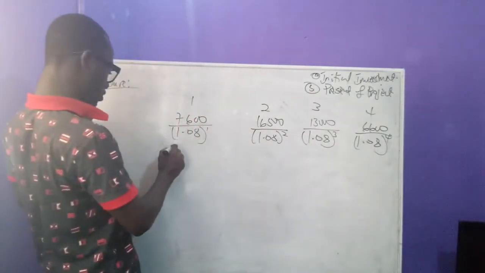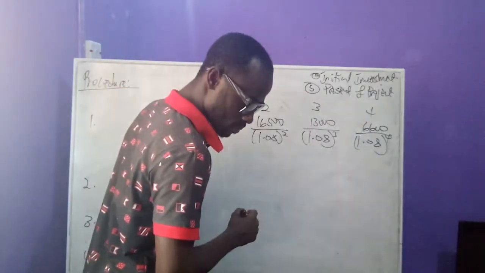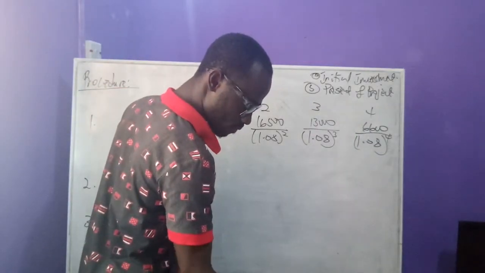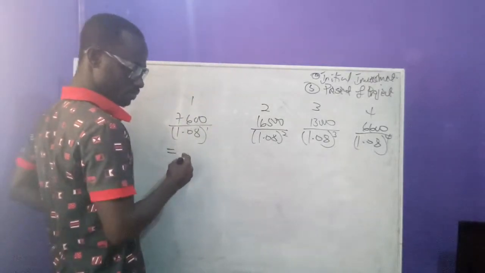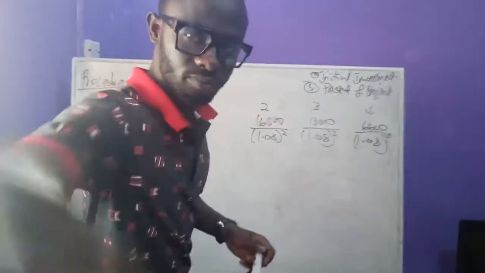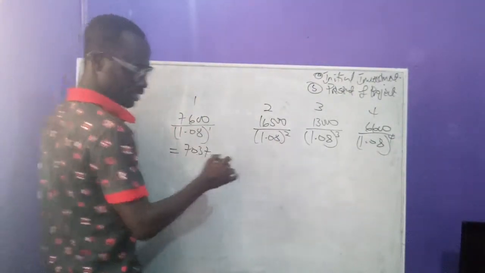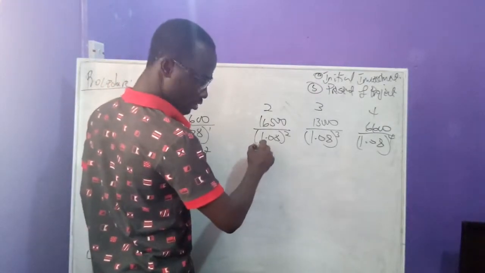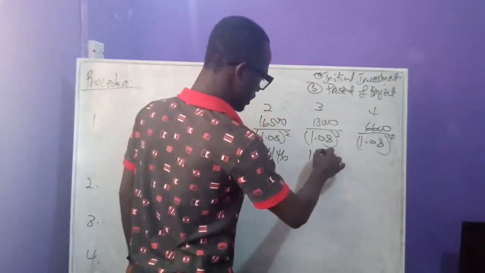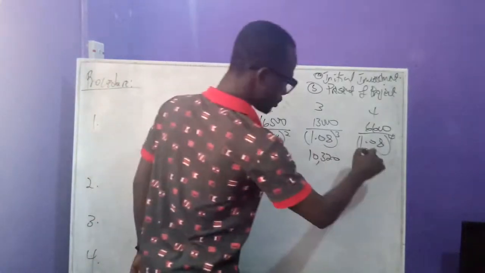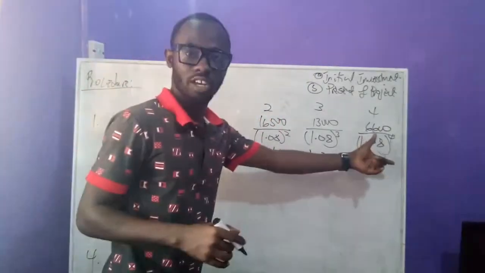When we work it out, we're going to get respectively: the first one is 7,037, this one is 14,146, this one is 10,320, and this one is 4,851. So these are the present values.